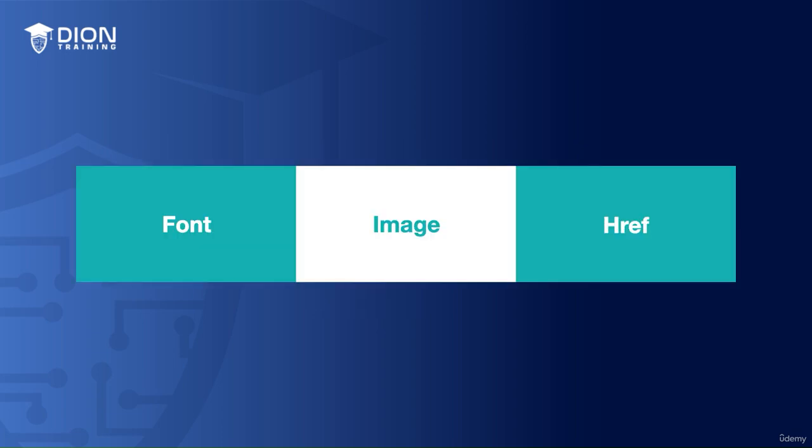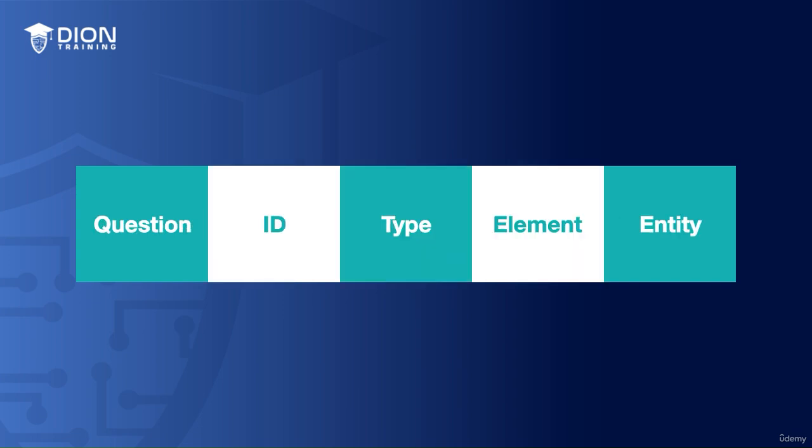If you see something like a font or an image or an href in the tag, that is going to be HTML. If you see something like question or ID or type or element or entity, that's going to be XML. If you can make this kind of determination, you're going to have no issues answering questions that involve XML vulnerabilities, exploitations, or injections on the exam.